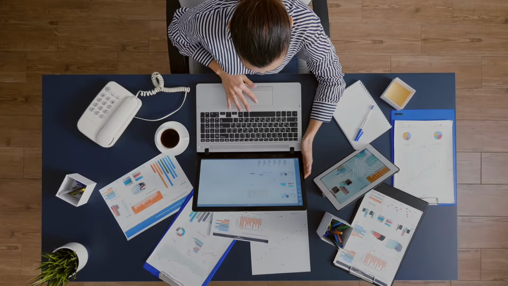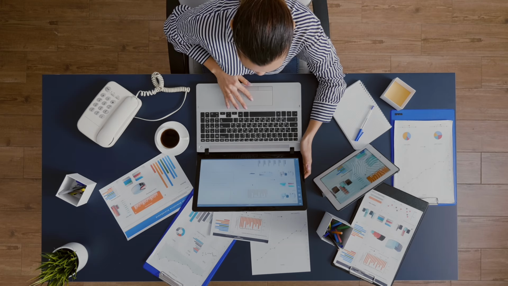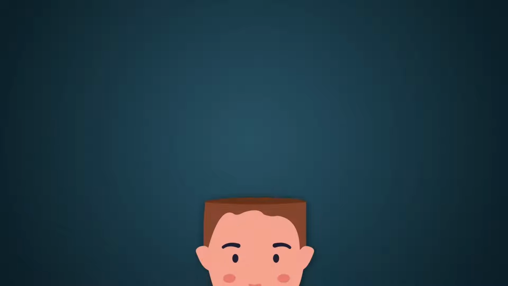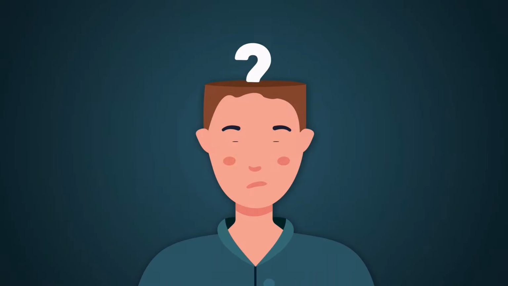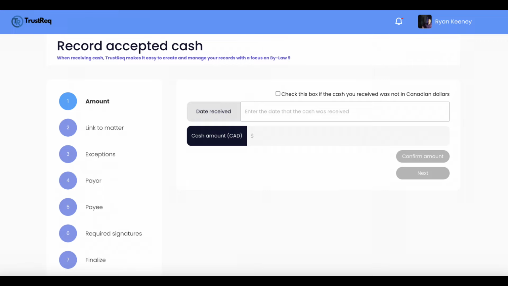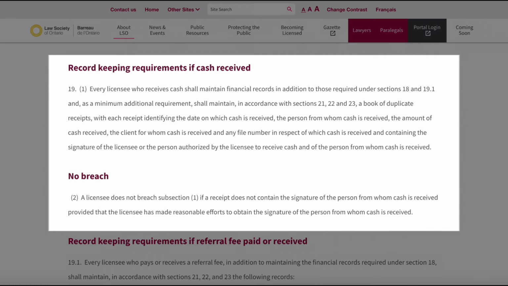The second thing we'd like to mention is that your standard accounting software likely already has a way of recording money that your business receives. So you might be wondering how recording cash in TrustReq differs from your typical accounting tools. The difference is that every step of the record-keeping process on TrustReq is built with Bylaw 9 as its central focus. That means peace of mind for you as a legal professional in Ontario. And it also means that the information you'll be recording will be a bit more detailed than your typical accounting software. All right, with all of that context out of the way, let's begin.